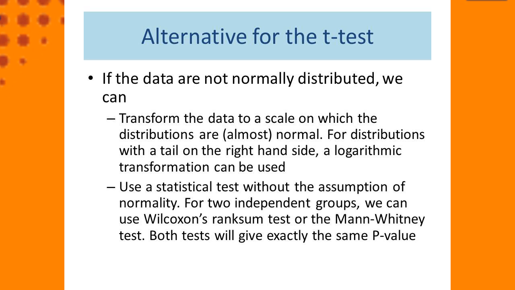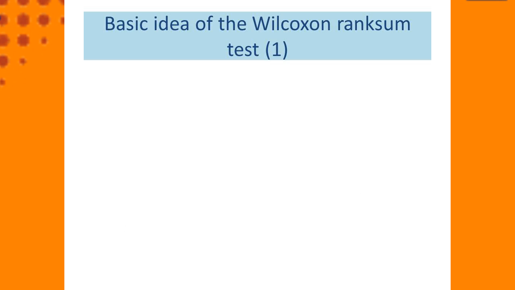For two independent groups, we can use Wilcoxon's rank sum test or the Mann-Whitney test. Both tests will give exactly the same p-value. The basic idea of Wilcoxon's rank sum test is simple.